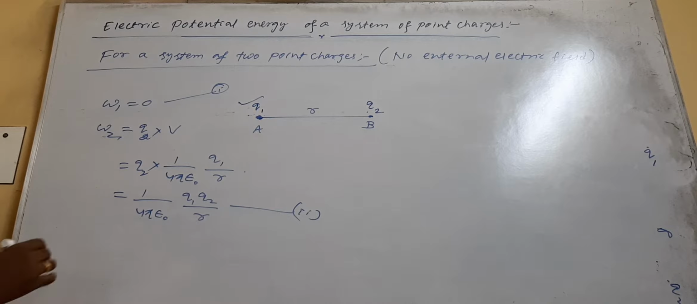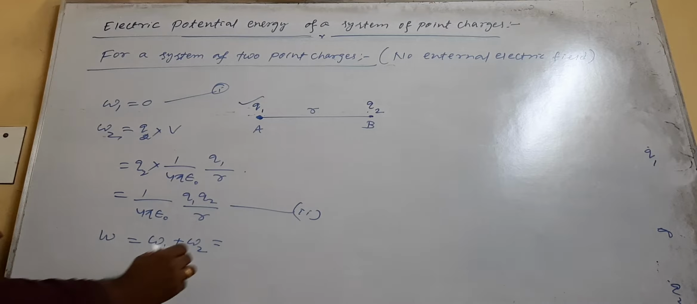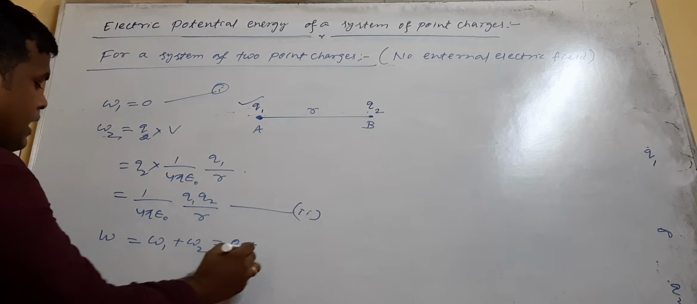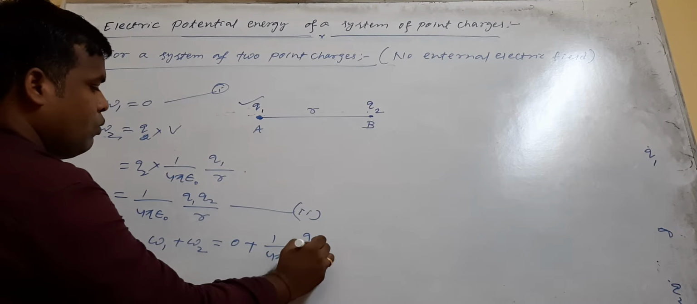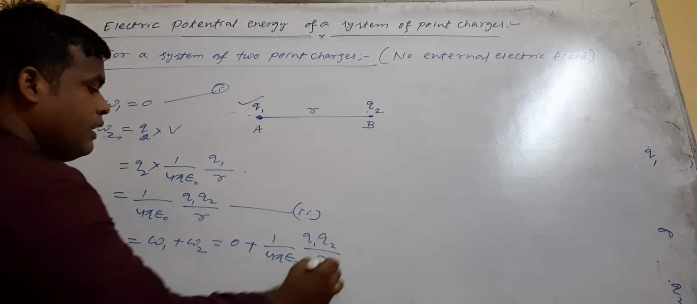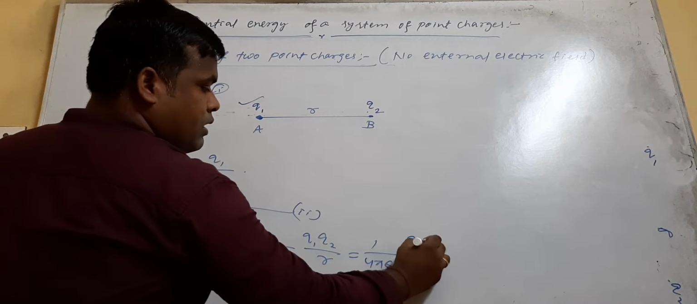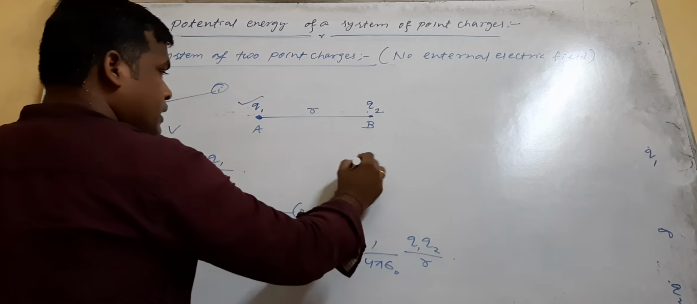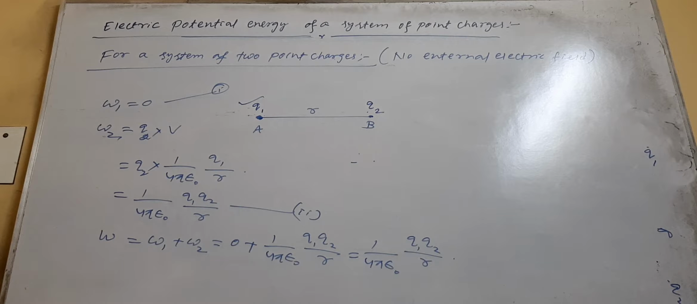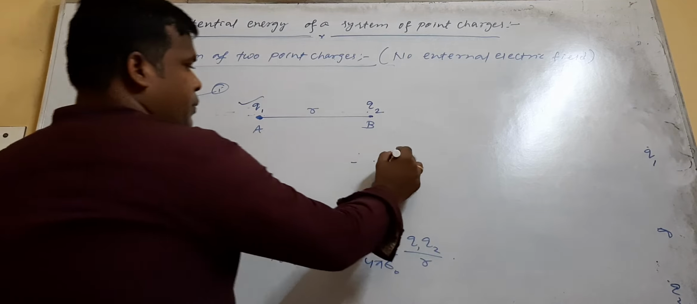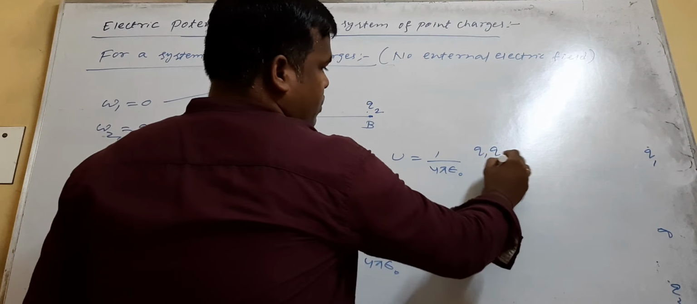What is the net work done? Net work done is equal to W1 plus W2, that equals W1 which is 0 and W2 which is 1 by 4 pi epsilon 0 Q1 Q2 divided by R. That equals 1 by 4 pi epsilon 0 Q1 Q2 divided by R. This work done gets stored in the system and appears as electric potential energy. Therefore, electric potential energy U is 1 by 4 pi epsilon 0 Q1 Q2 by R.